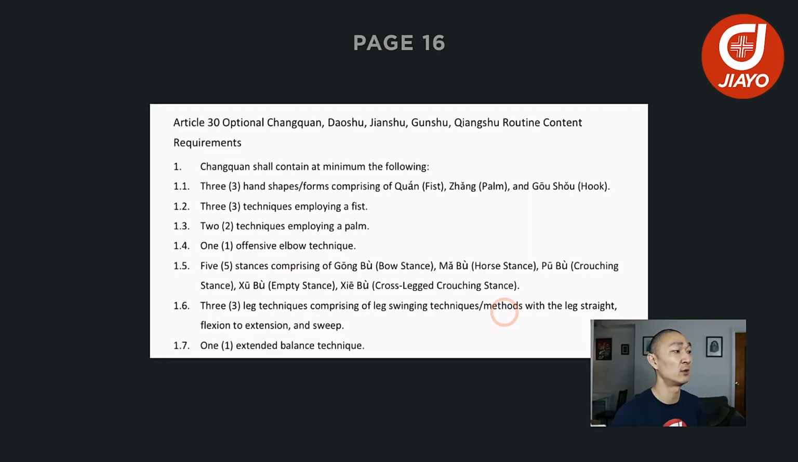So a leg straight, an example would be a front stretch kick or a side stretch kick, outside crescent kick. Flexion to extension would be a front snap kick, a heel kick or a side kick, and a sweep would be a front sweep or a back sweep. Hou Sao Tui and a Qian Sao Tui. The final one is for an extended leg balance. That's a single leg balance that's held for at least 2 seconds in a motionless state.